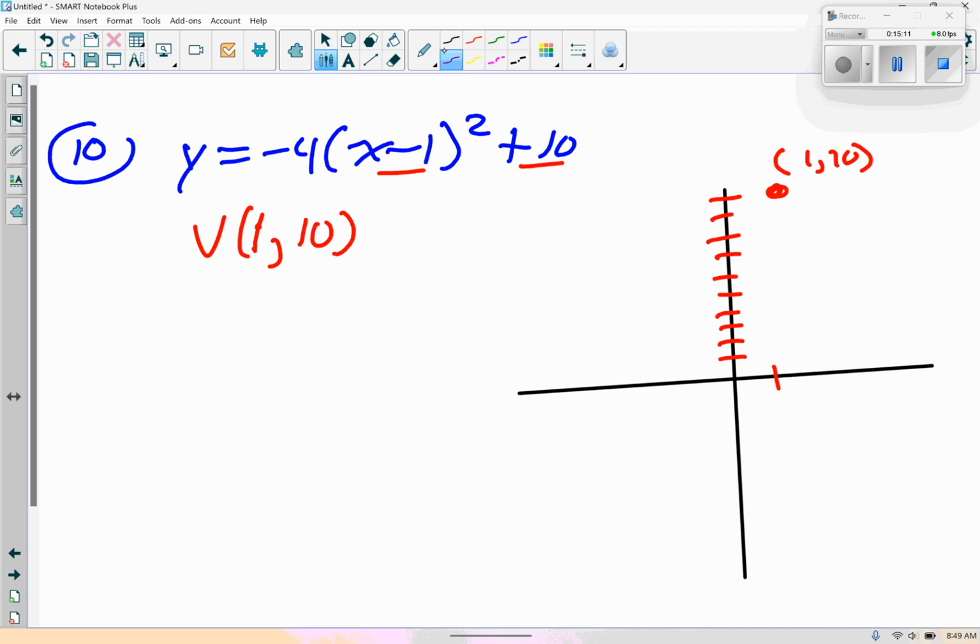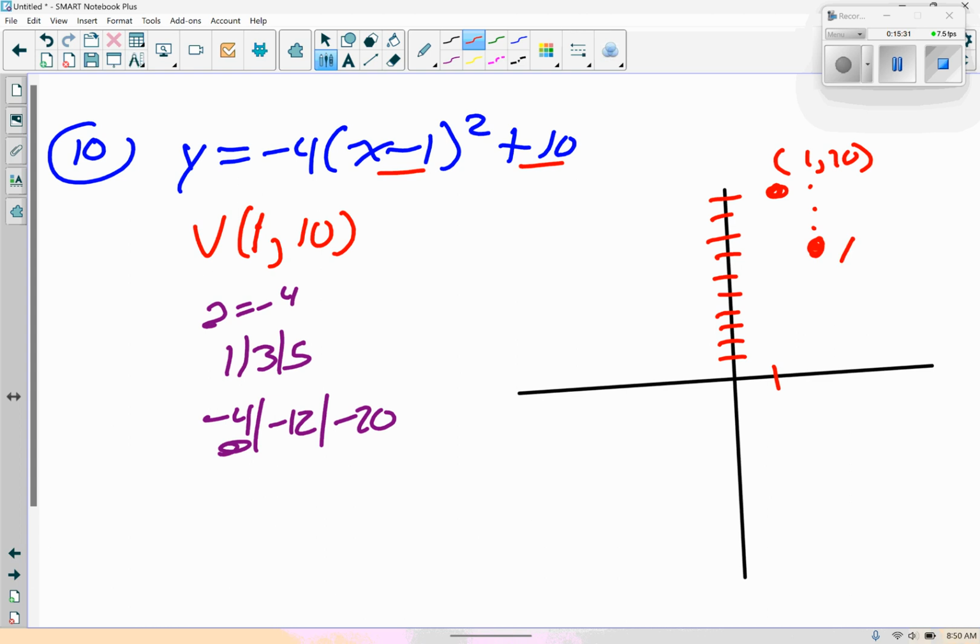Our pattern graph, our a value is -4. So I'm going to multiply that. So I'm going to get -4 times 1, -4 times 3, -4 times 5. So we're only going to really graph that one probably. So if I go right 1 and down 3 from 10, I get to 7. And the left one down to 7. So that puts me at 0, 7. Oh, cool. So my y-intercept is at 0, 7.